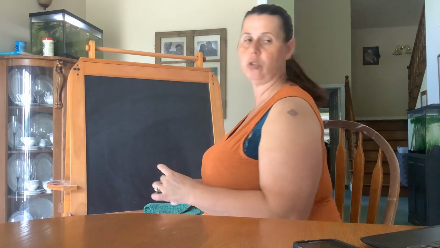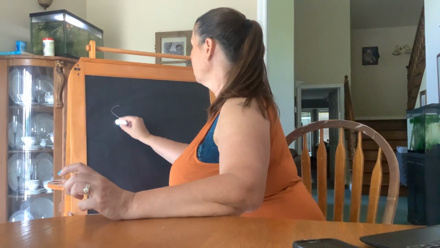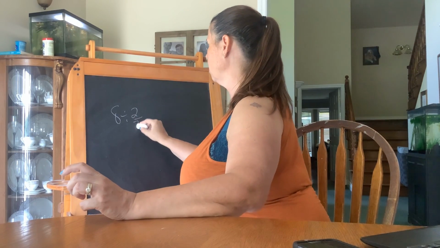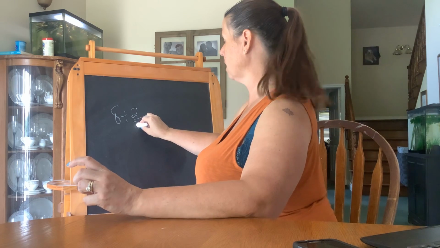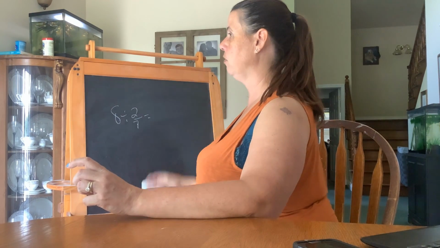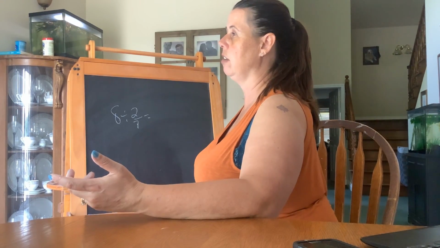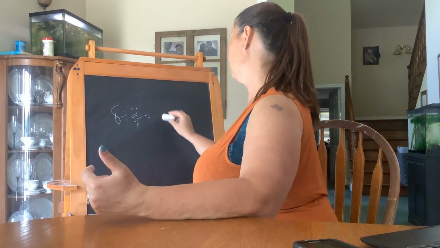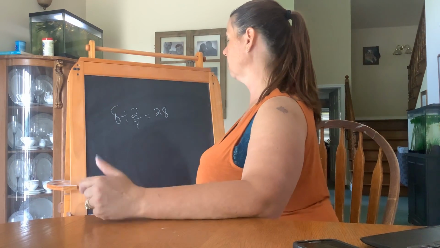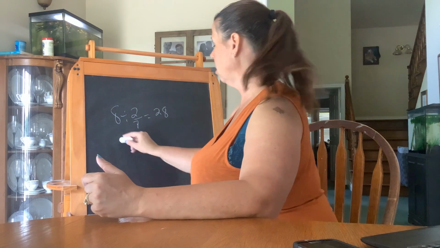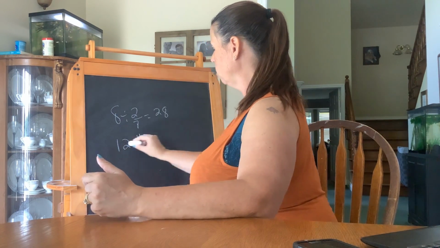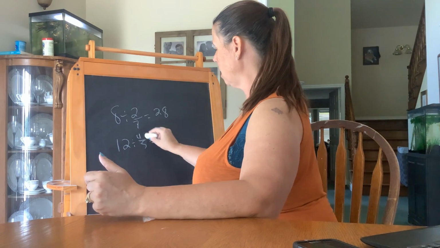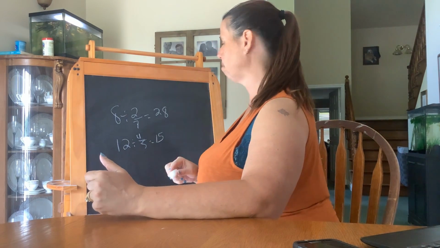Okay? Let's do the last one and see if we can do it without the lines. Let's try 8 divided by 2/7. Okay? I gotta go 8 times 7, which is 56, and then divide it by 2. Half of 56, well, half of 50 is 25, and half of 6 is 3. 25 and 3 is 28. Okay? And one more. 12 divided by 4/5. 12 times 5 is 60, divided by 4, 15.